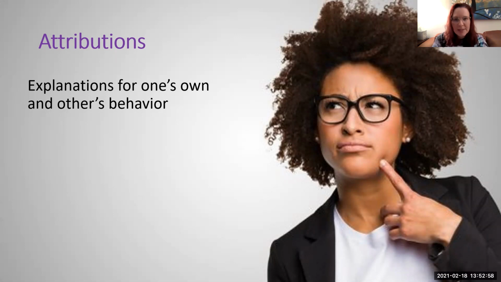So sometimes it's overt, like we are wondering, why is that person doing that? But other times, it's just part of our processing of social information, and we're not really aware of how we are explaining other people's behavior or our own behavior unless somebody calls attention to it.